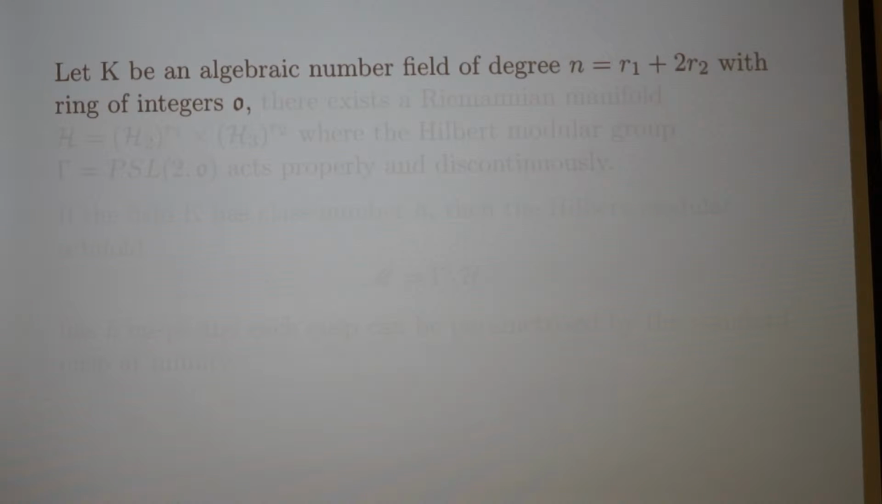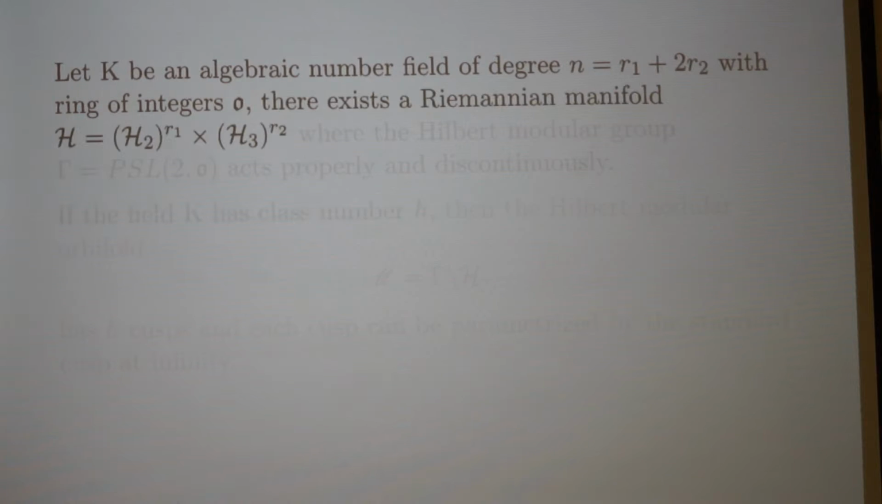The settings then are the following. We need an algebraic number field K of degree n. This degree is written as R1 plus 2R2, where R1 is the number of real places and R2 the number of complex places. We also have a ring of integers O and a Riemannian manifold or symmetric space formed by a product of R1 hyperbolic planes and R2 hyperbolic spaces.